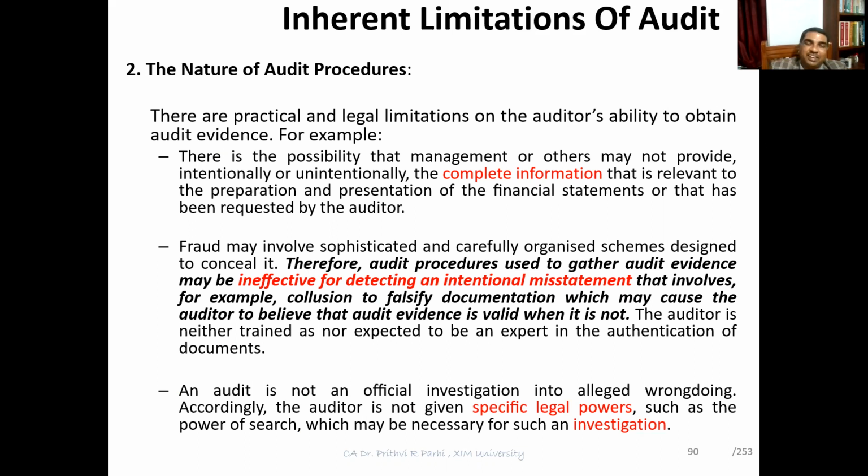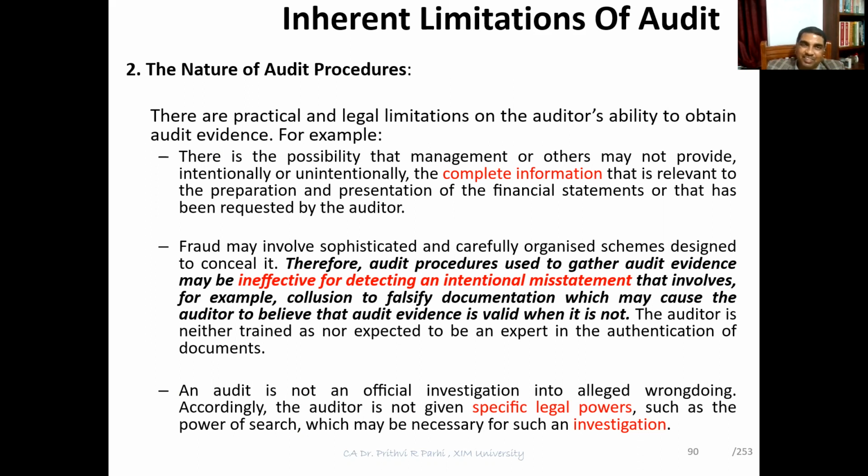Okay. If incidentally it comes to the notice of the auditor, the auditor may check it. Otherwise, how will the auditor know that this particular company and this particular entity has received a notice? So this is an example where the auditor may not get complete information. That is one thing.